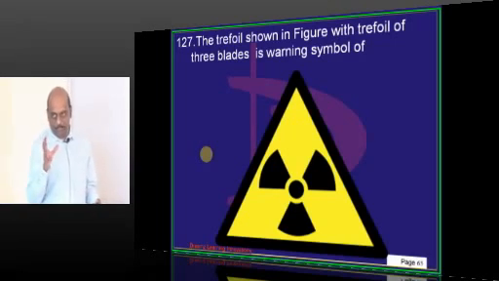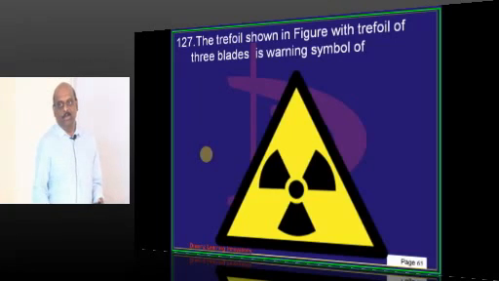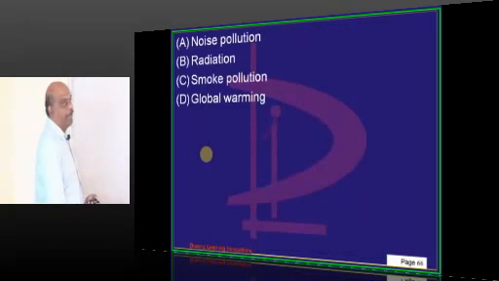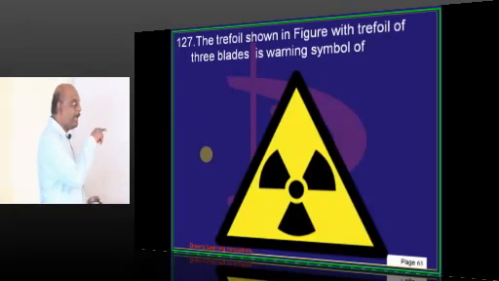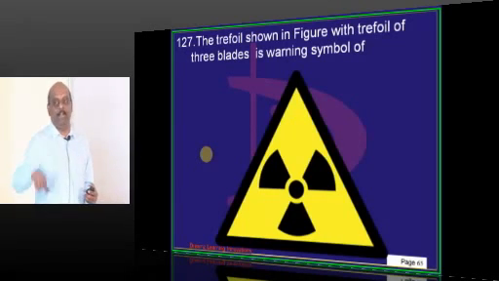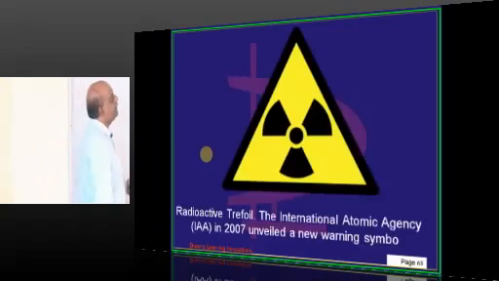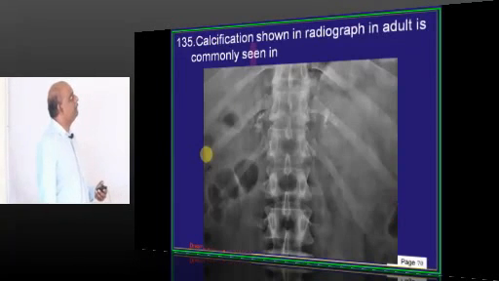Typically this is a warning symbol of radiation hazard, and a commonly asked question is what is the angle between one blade and the other blade? 45 degrees. That is another MCQ which you need to be very sure about.